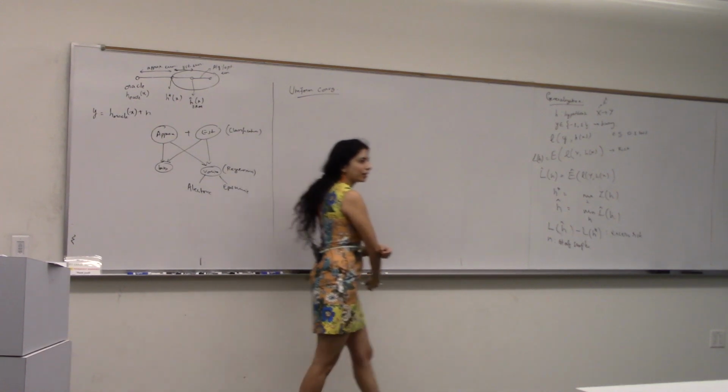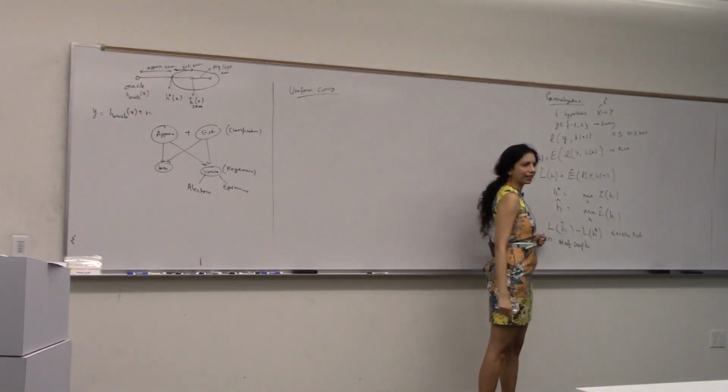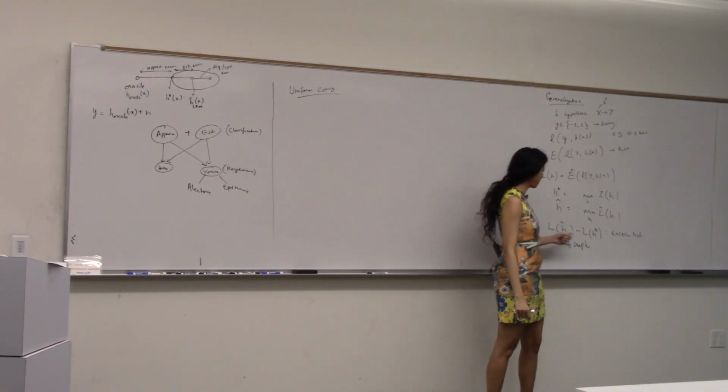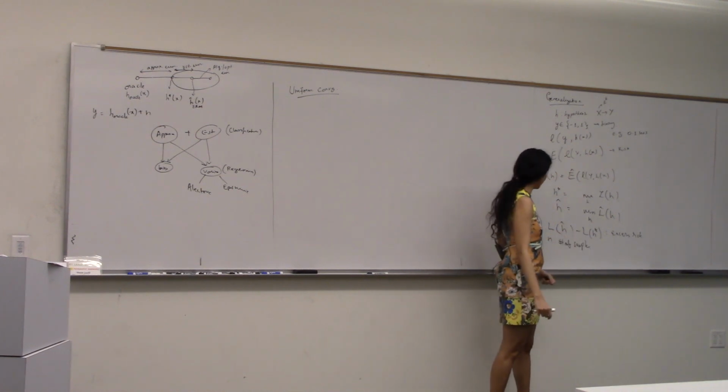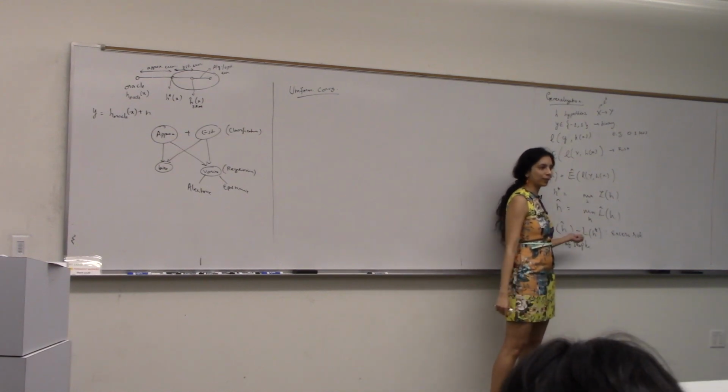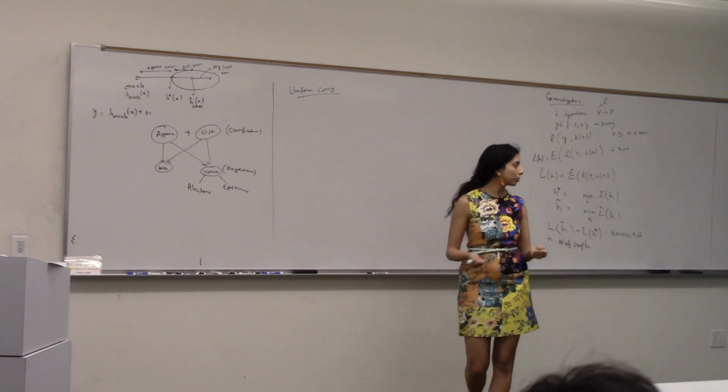So as you can see, this can be very complicated to analyze, right? Because this can be different based on what H star is, the optimal classifier based on the population risk. It depends, of course, on the distribution and many things.